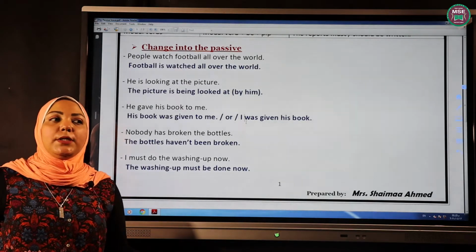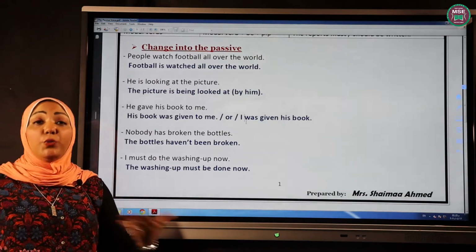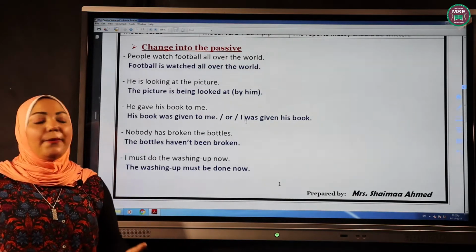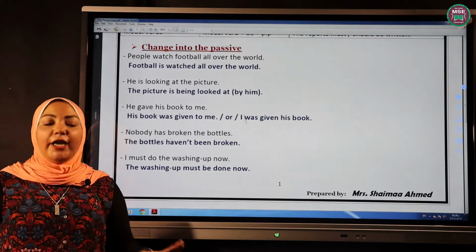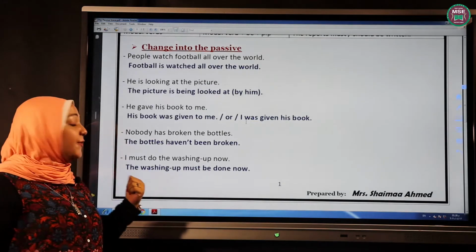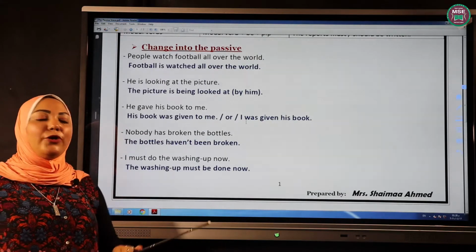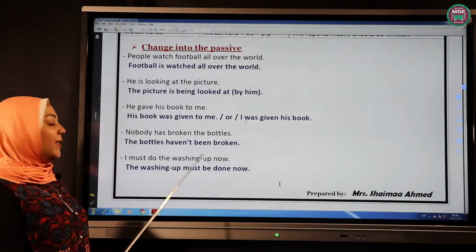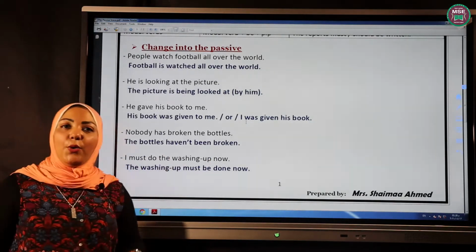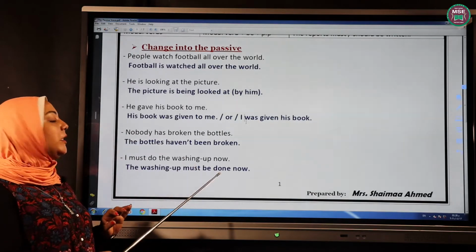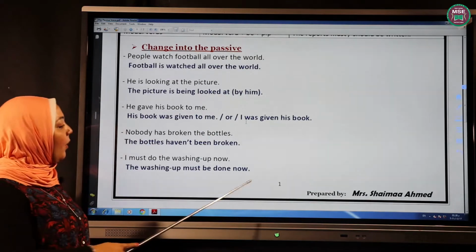What are modal verbs? They are verbs like can, could, shall, should, may, might, will, would, ought to, etc. These verbs are always followed by the bare infinitive. That's why it's very easy to change them into the passive, because we simply put the infinitive form of verb to be. So, where is the object here? I must do what? The washing up. So, the washing up must be done. This is the past participle of verb do. Must be done now. Okay.